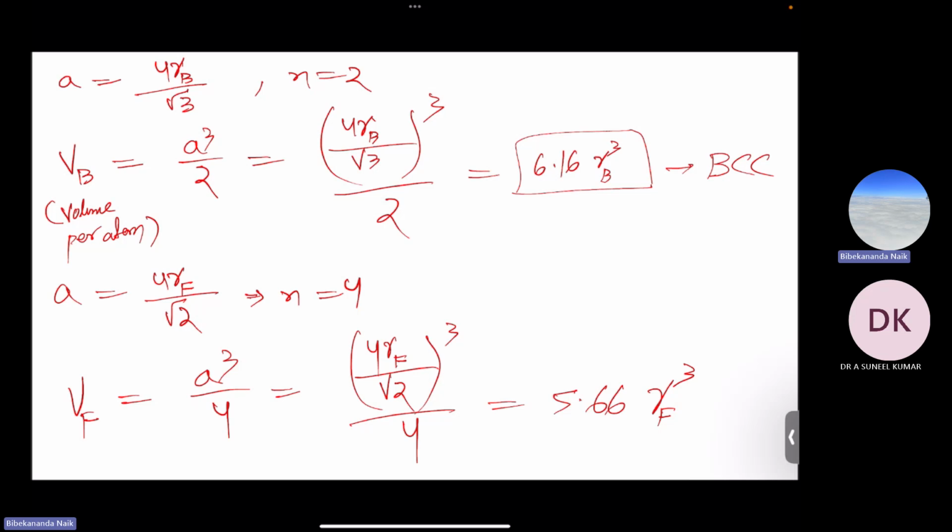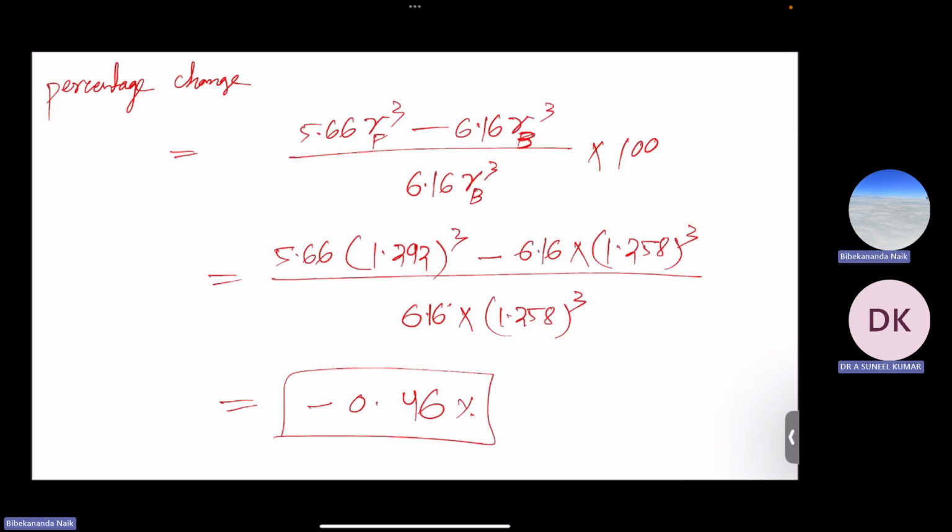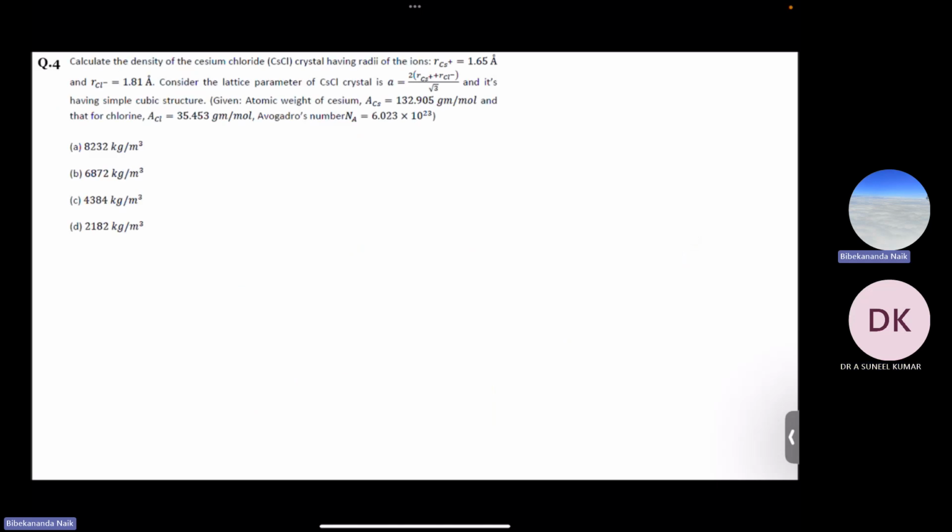Okay, we'll go to the next question. The question says, calculate the density of cesium chloride. This crystal has the radius of the ions: cesium plus is 1.65 angstrom, chlorine minus is 1.81 angstrom. The slide was not visible. Okay, sir, now it is visible.